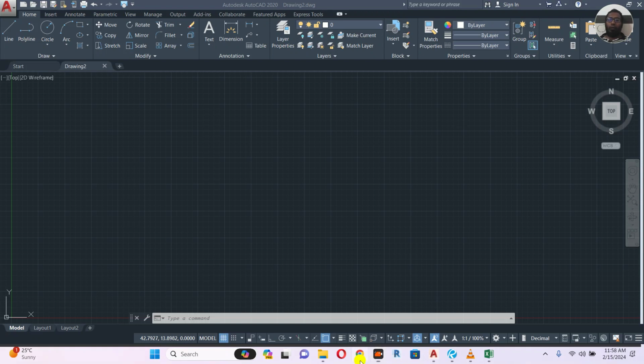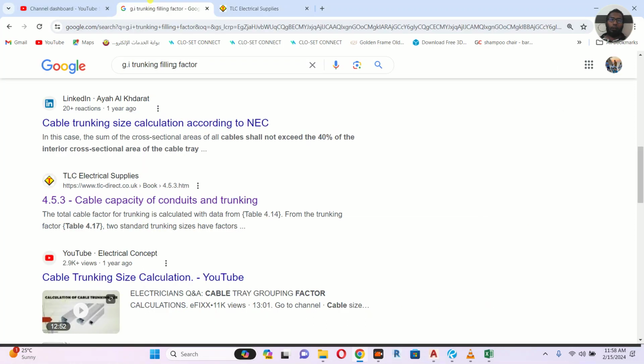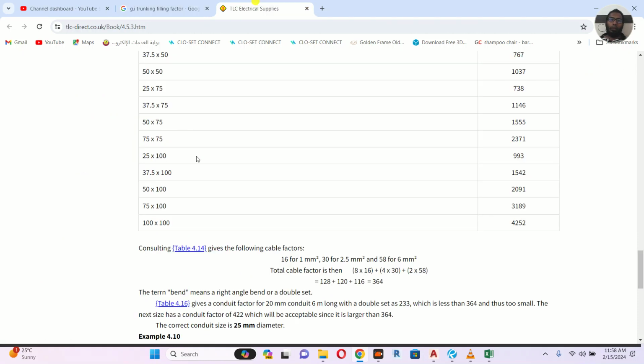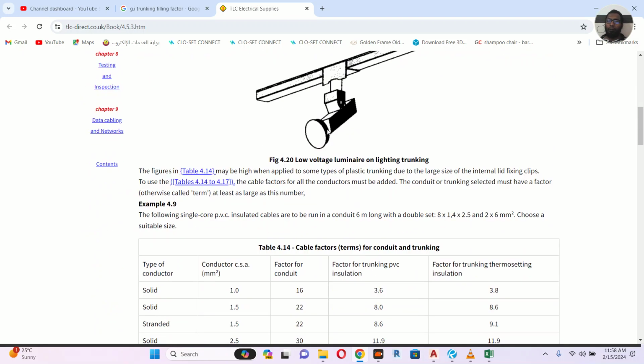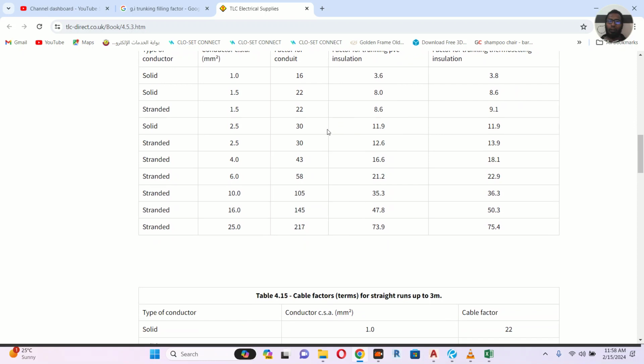If you go to Google and type GI trunking filling factor, TLC Electrical Supplies has provided some data here. You can use this data. This is as per the IEC standard.